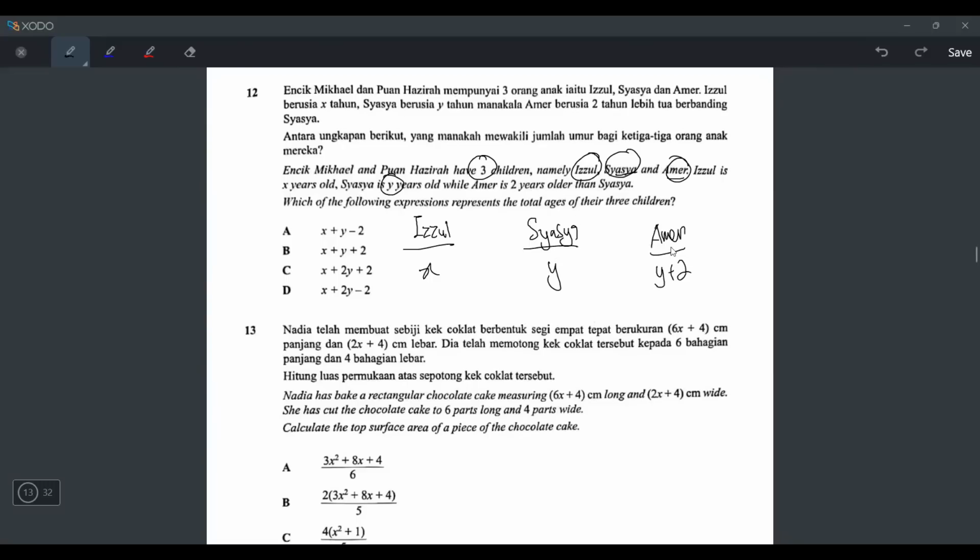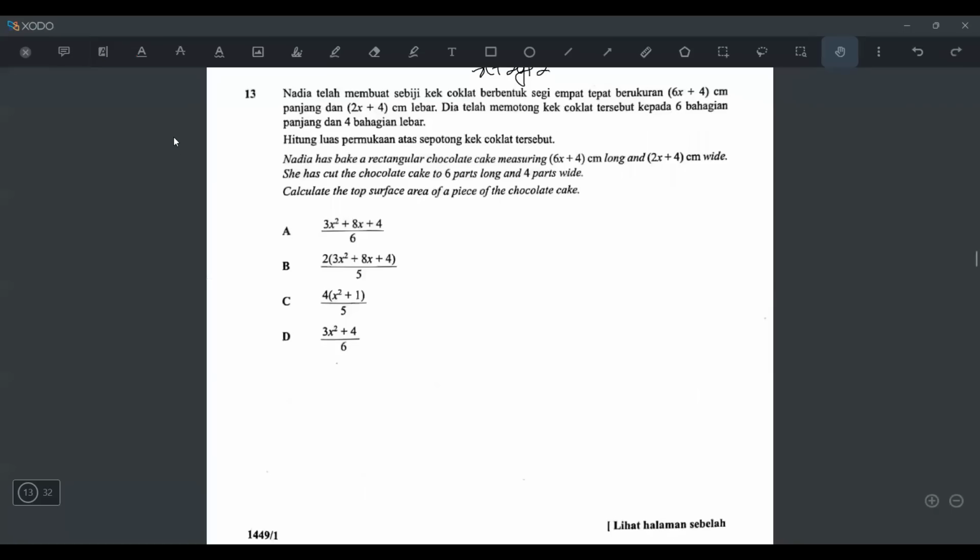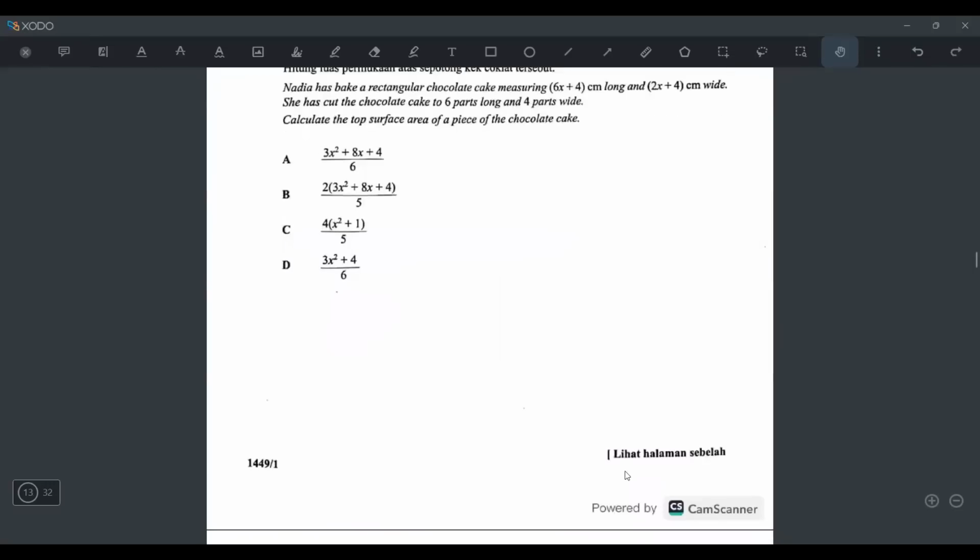So Y plus 2. It means if Shasha is 5 years old, then Amir will be 7. If Shasha is 10 years old, then it will be 12. It's 2 years older. And then which of the following expressions represents the total ages of their 3 children? Just plus together. X plus Y plus Y plus 2. So the answer is X plus 2Y plus 2. Answer is C. Okay, nothing much to explain there. Very easy.